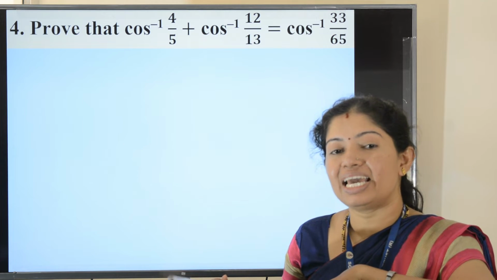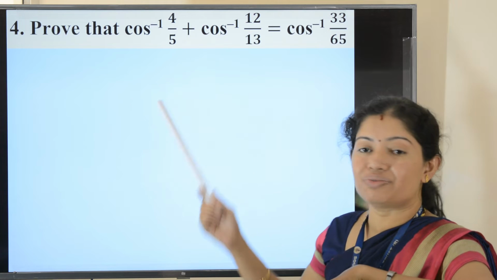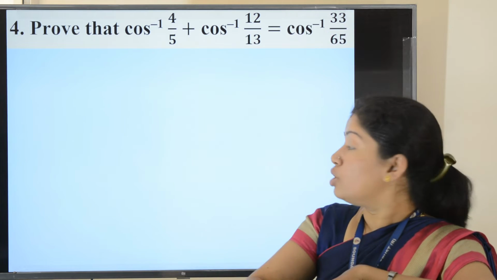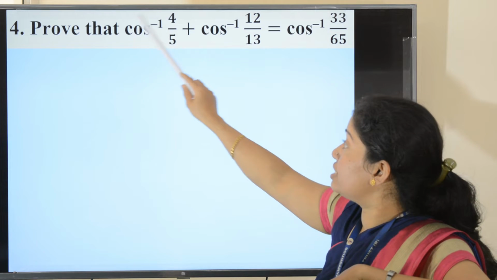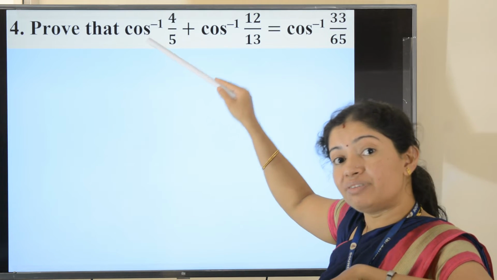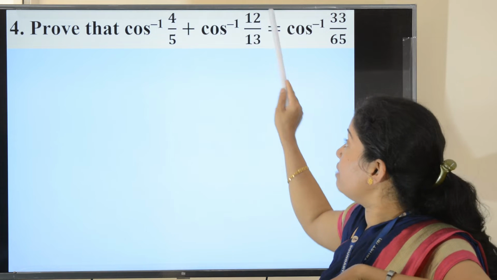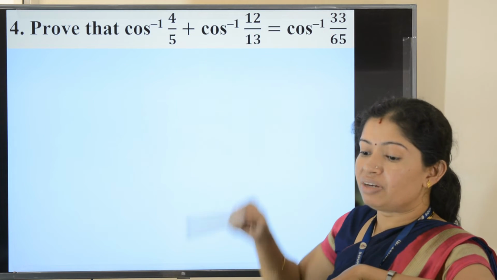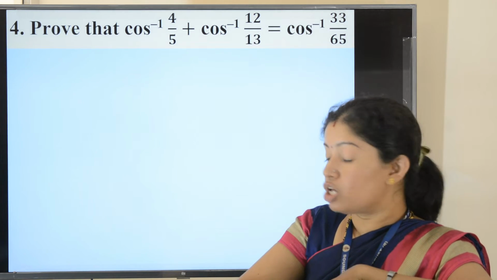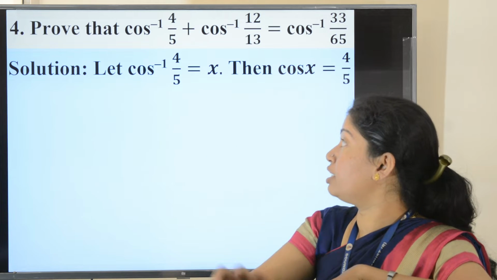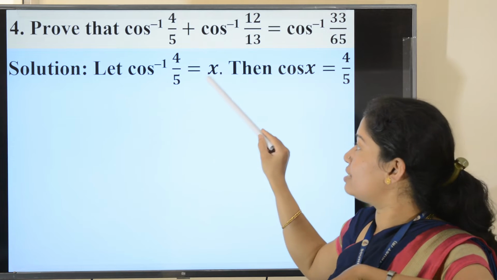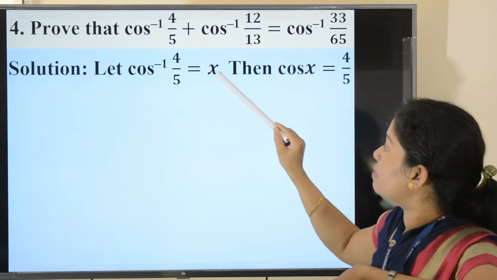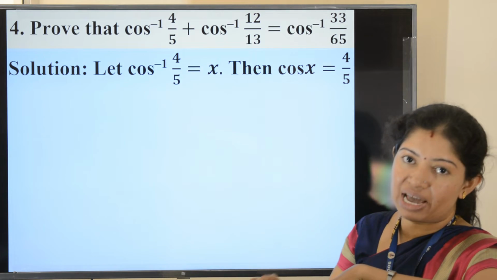So let us see how we can convert cos inverse to tan inverse. So let us take one term each. First let us take this first term, let us convert this one to tan inverse, then we will take the second term, then we will convert that to tan inverse. So let us take the first term now here, that is cos inverse of 4 by 5. You take that as x, then cos x will become 4 by 5.